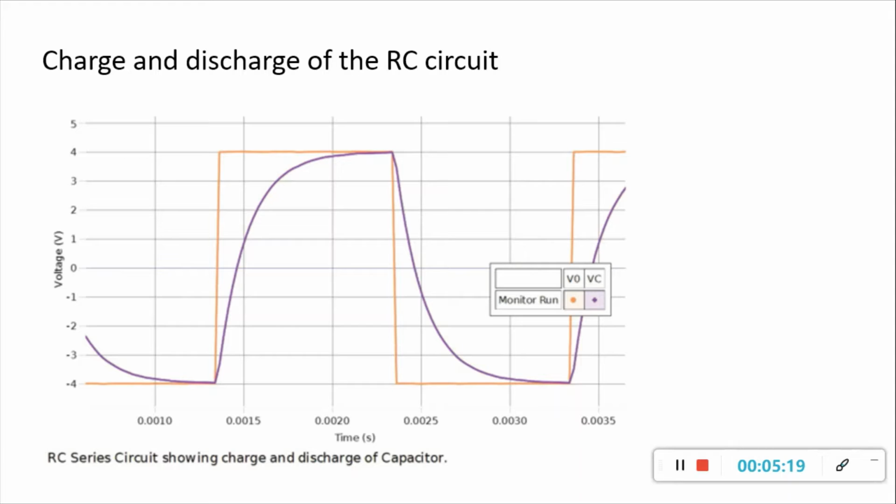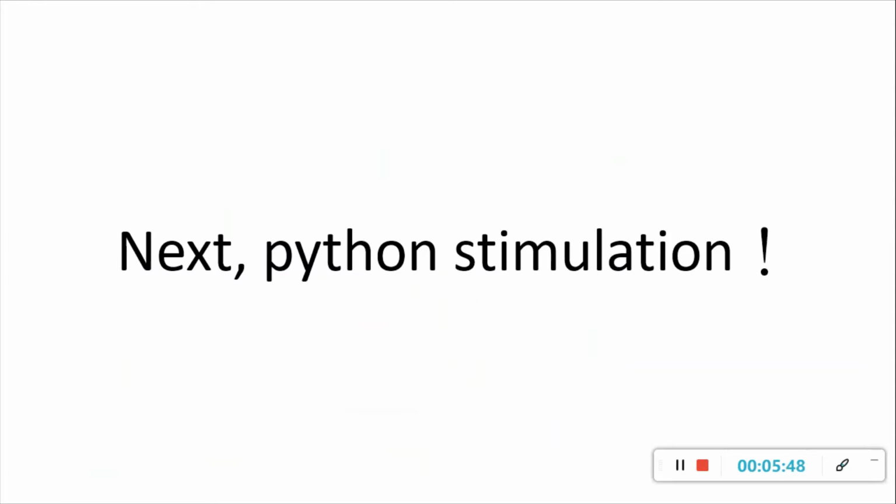So from this plot, we can see that the RC circuit has the potential to measure time because it has a time constant. It requires a certain amount of time to discharge and charge the capacitor. The above are the basic concepts of the RC circuit, and next we are going to display our Python simulation.